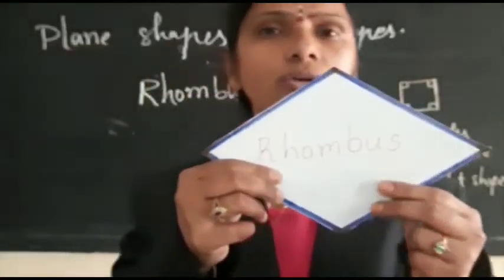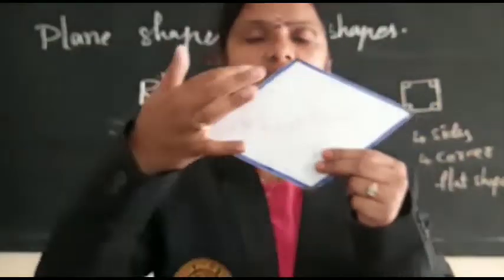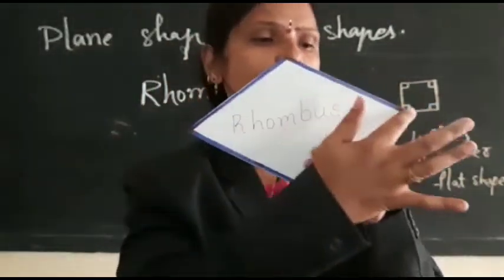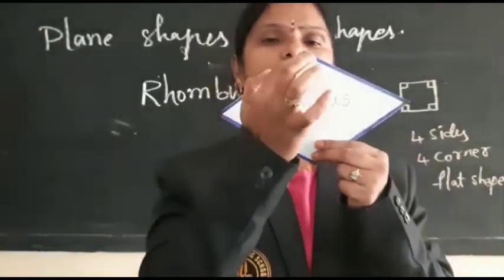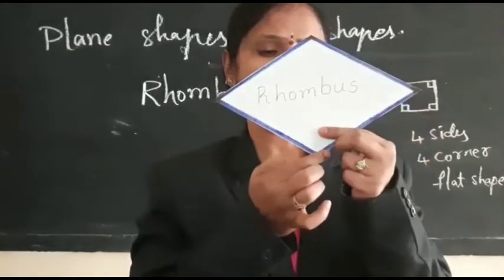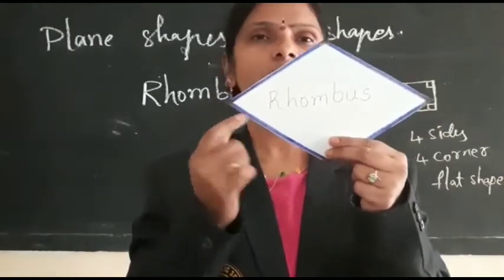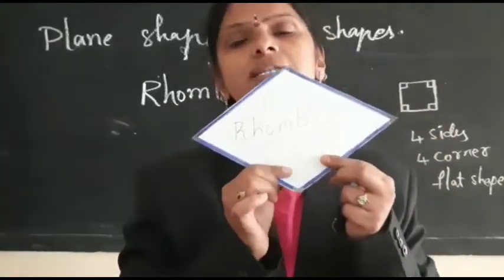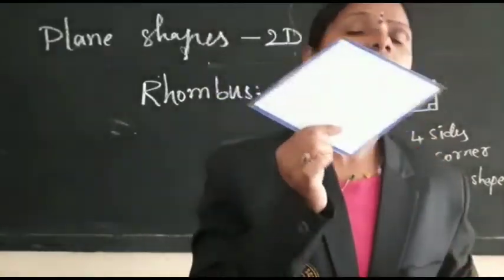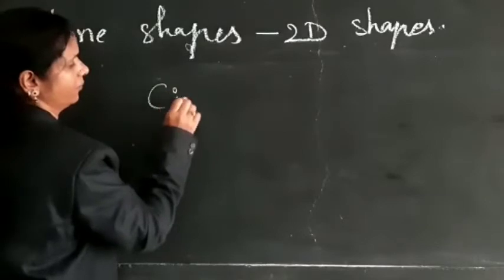Here children, you can see the rhombus. A rhombus has four sides, 1, 2, 3 and 4. And corners are here 1, 2, 3 and 4. And here you have angles other than 90 degrees. So it's a rhombus, okay? And it is also a flat shape.